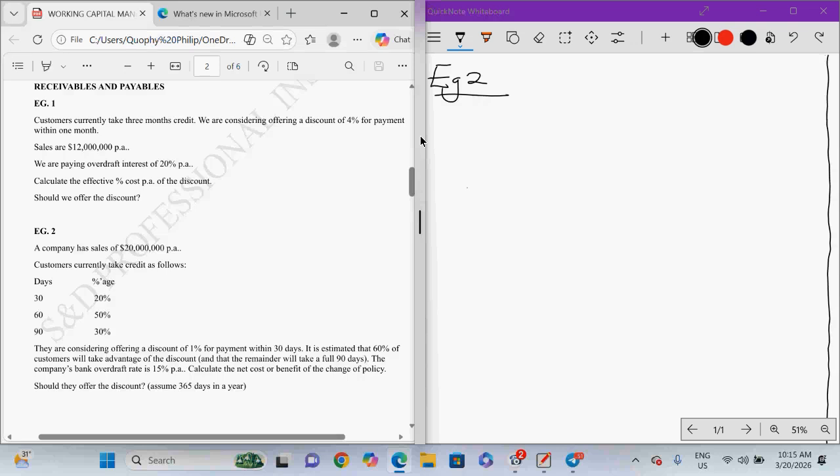Example 2. A company has sales of 20 million. Customers currently take credit as follows: days and aging in percentages. They are considering offering a discount of 1% for payment at 60%.